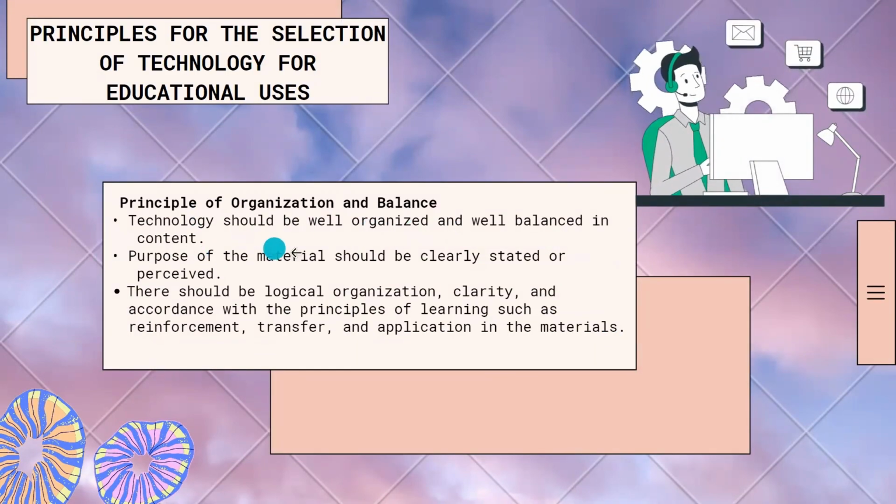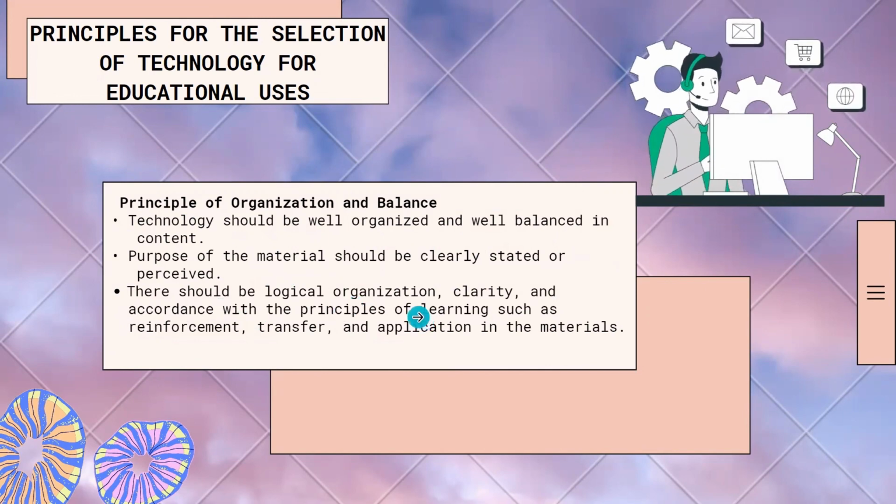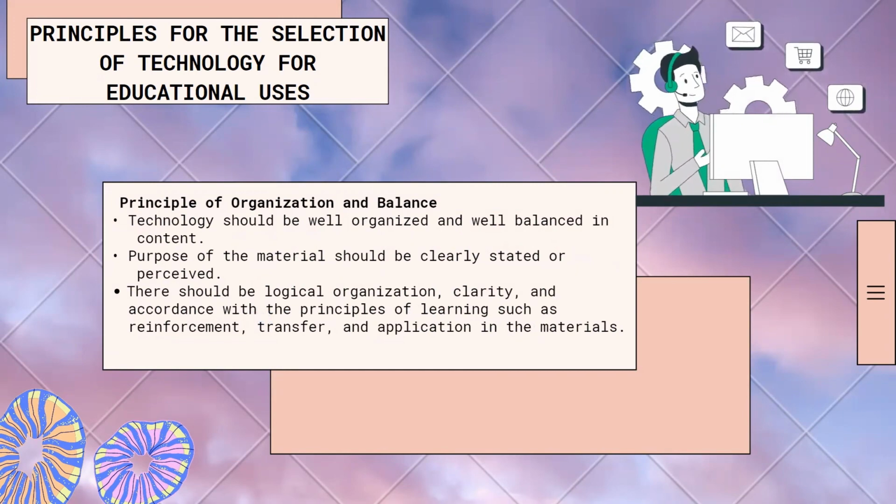And lastly is the principle of organization and balance. The technology should be well organized and well balanced in content. The purpose of the material should be clearly stated or perceived. And lastly, there should be logical organization, clarity, and accordance with the principles of learning, such as reinforcement, transfer, and application in the materials.